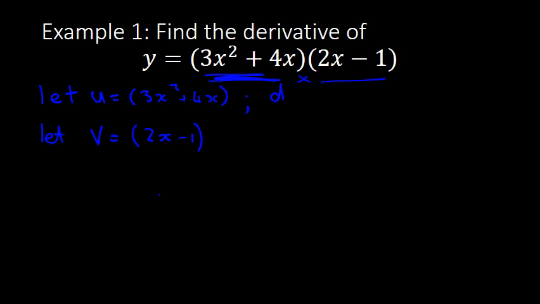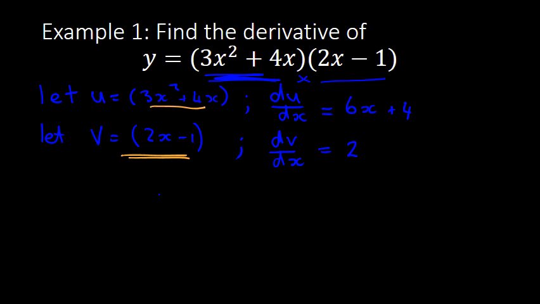The work that needs to be done then is to find the derivative of each of these. So the derivative of u with respect to x is going to be the derivative of this. The derivative of 3x squared is 6x, and the derivative of 4x is 4. Further to that, we're going to be finding the derivative of the v term, the second of our brackets. To do that, it's called v, so it's a dv, and it's with respect to x, so we're going to get the derivative of the bracket, the derivative of the 2x will be 2, and the derivative of the negative 1 is 0. So that we end up with 2 as that derivative.